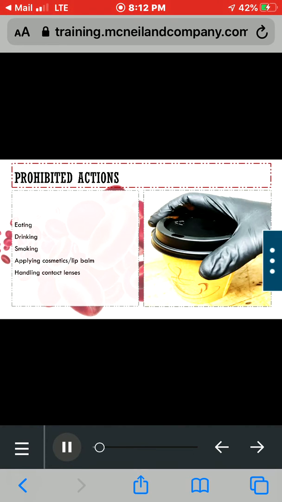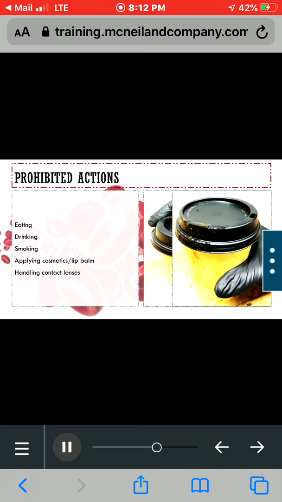Another workplace practice control that should be observed is prohibiting certain actions when exposed to blood or OPIM. Eating, drinking, smoking, applying cosmetics or lip balm, and handling contact lenses should all be prohibited when there is a chance of exposure.